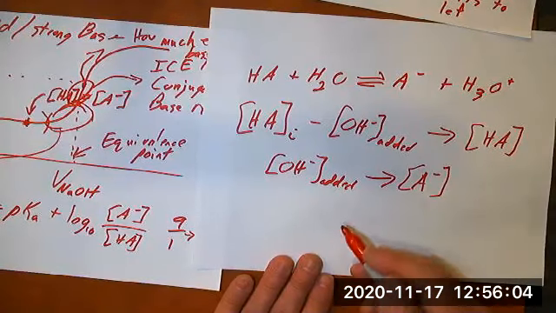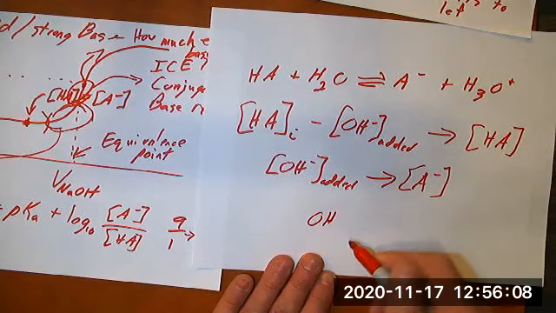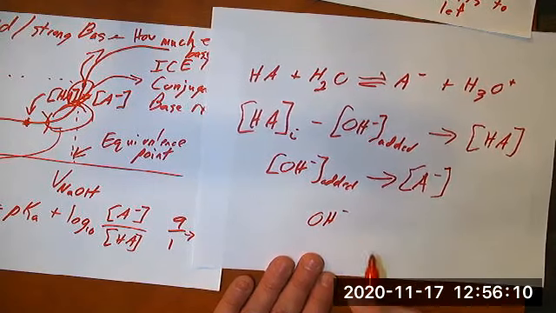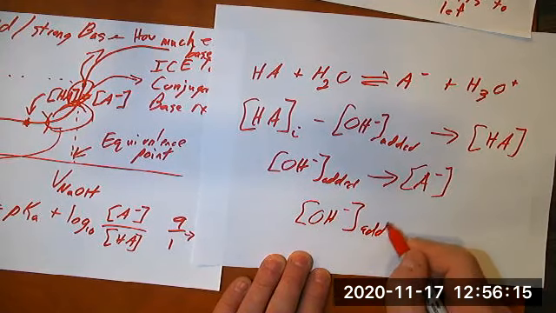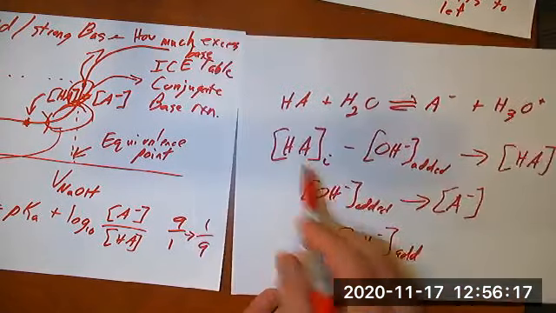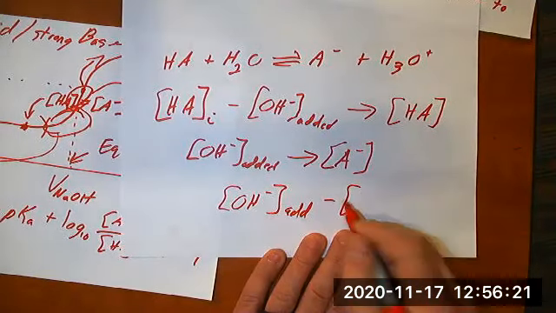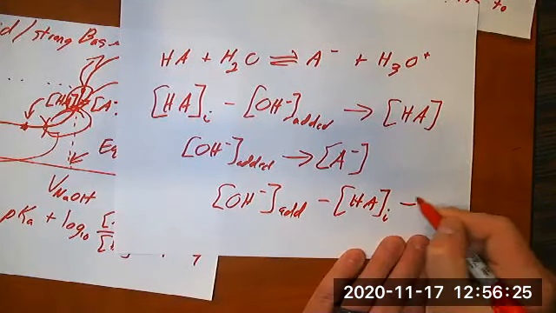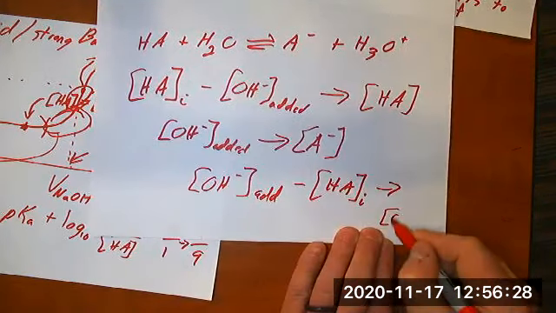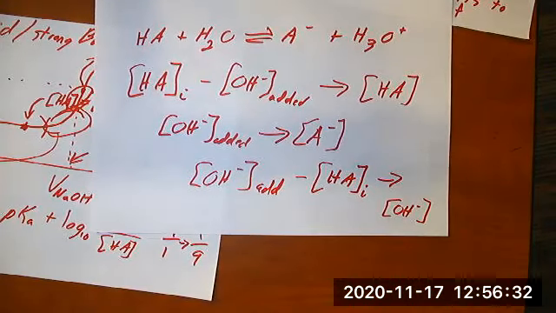And so after that point, you just look at how much excess OH minus there is. The OH minus added is going to be larger than the HA you started with. So OH minus minus the initial HA gives you the OH minus final. And so you find the pOH and subtract it from 14 to get the pH.